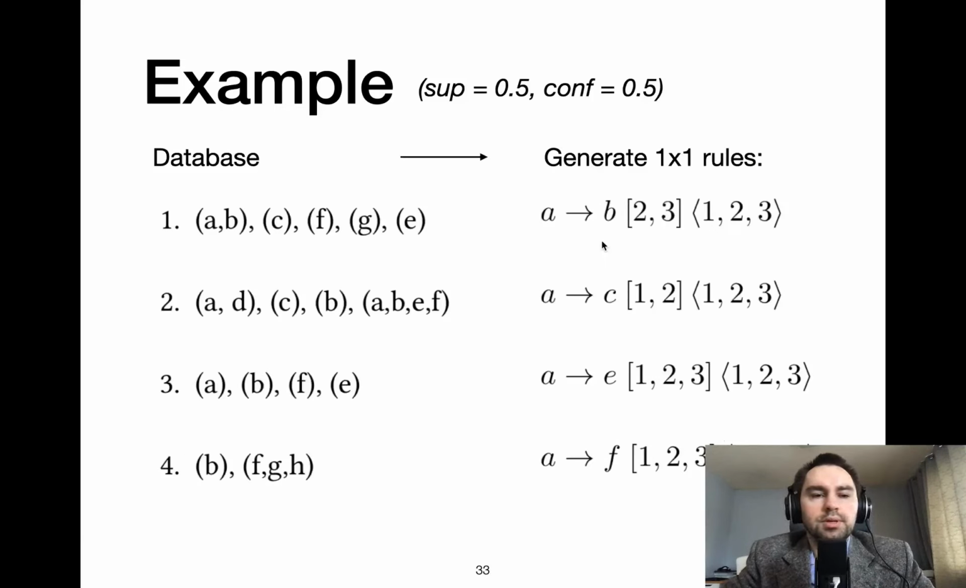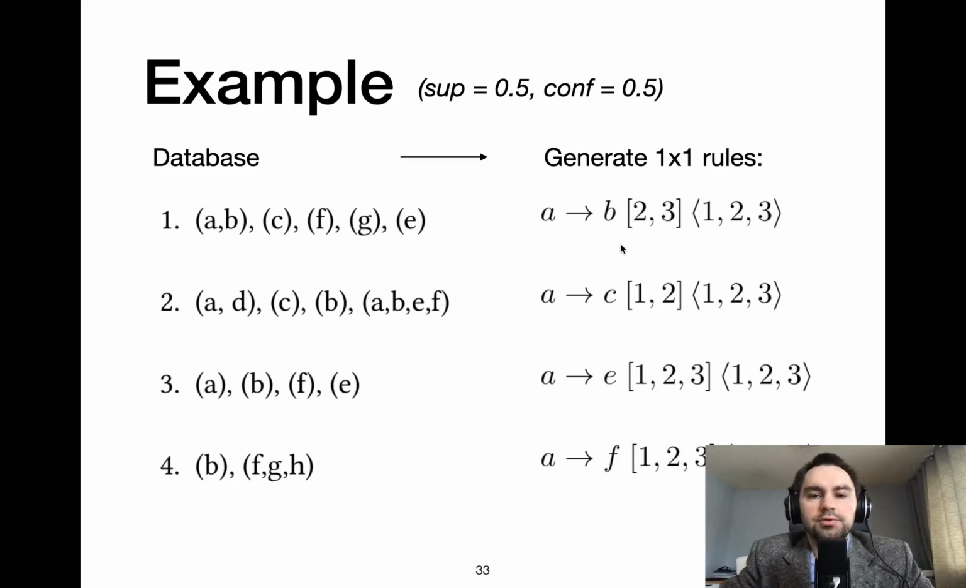So here's an example of a database on the left. These are the set of sequences. The first item set is A, B. And on the right, we can generate rules of size 1 by 1. So left-hand side of size 1 and right-hand side of size 1. The requirement we make on this is that the support is half and confidence is also half.